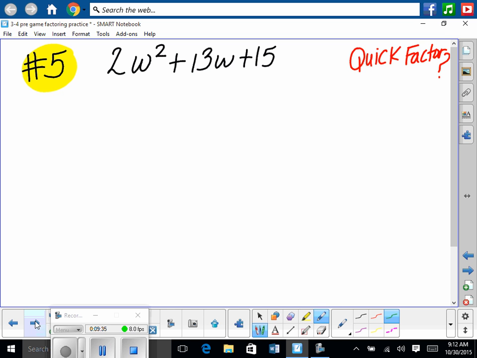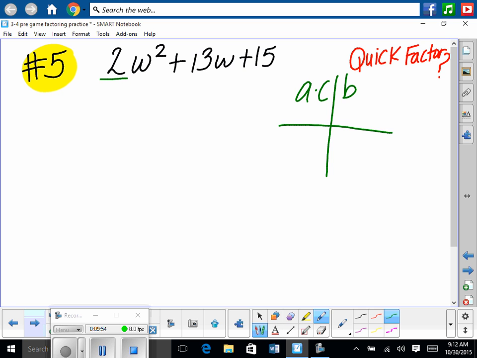First things first, check. Is it in standard form? And it is, okay? Now we see that a is not equal to 1, so we're like, bummer, we have to long factor. But it starts out the same way as quick factoring. So the first thing we're doing is what multiplies to be a times c and adds up to be b. So what's a times c in this one?